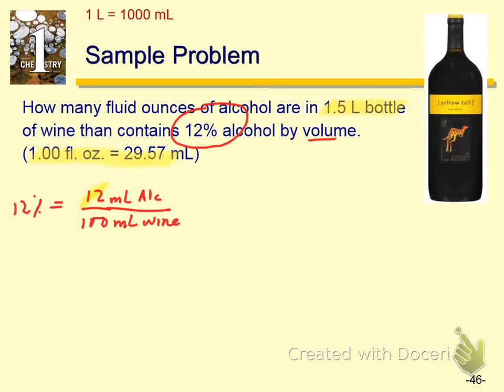Okay? Where do we start? That's a big issue for people: I know how to cancel units, but I don't know where to start. Where do we start? 1.5 liters. Why do we start there?